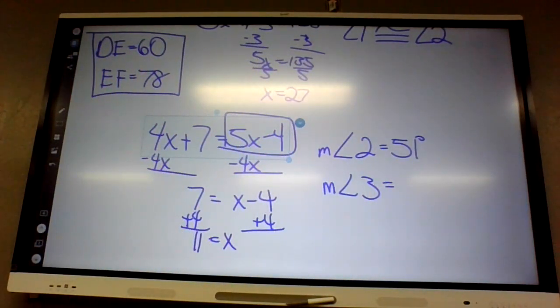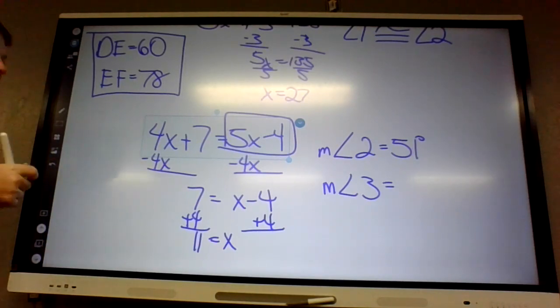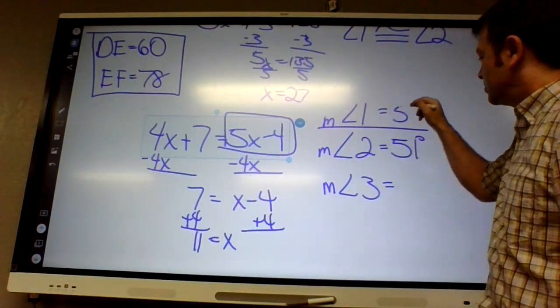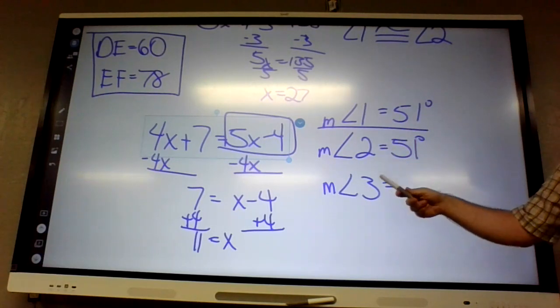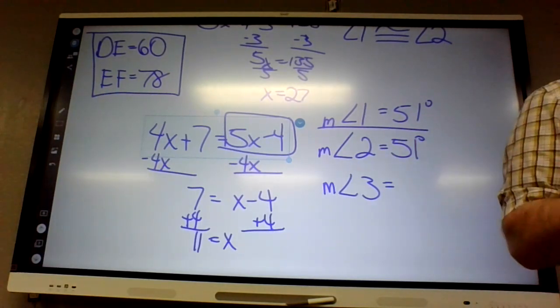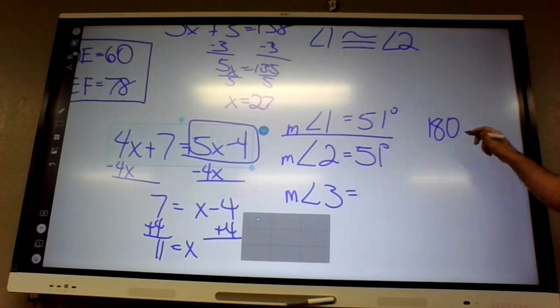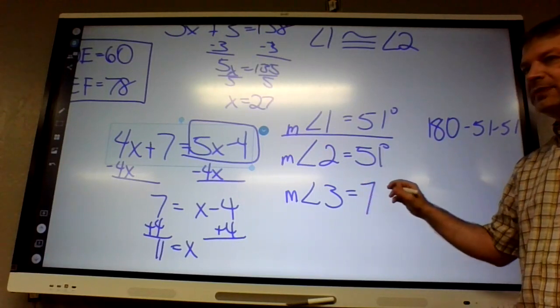But how are we going to find angle 3? Because they didn't say anything about angle 3. You would take 51 times 2, and then you would subtract that from 180. We know that angle 1 is the same as angle 2. What do we know about all three of these angles together based on the picture? They have to add up to 180 because they make a straight line, a straight angle together. So 180 minus 102 would be 78.